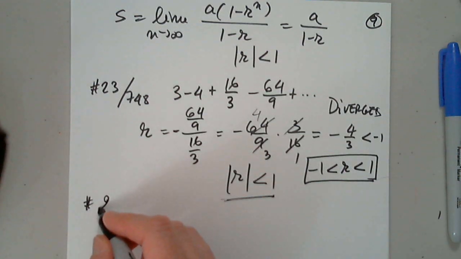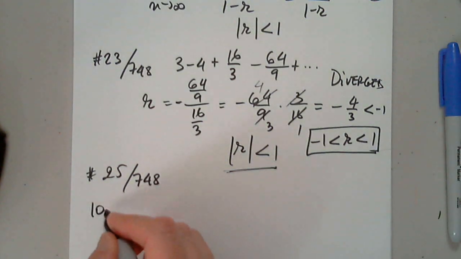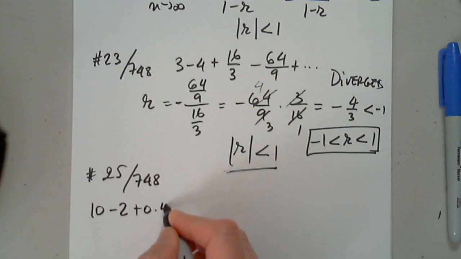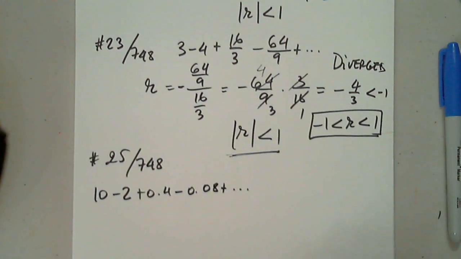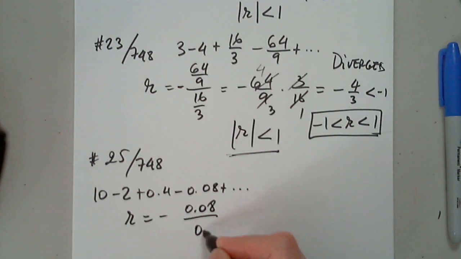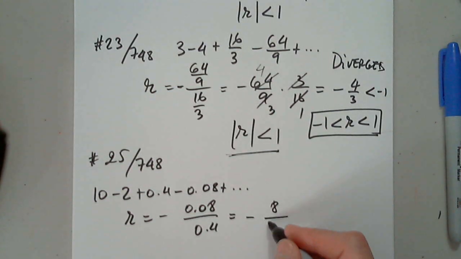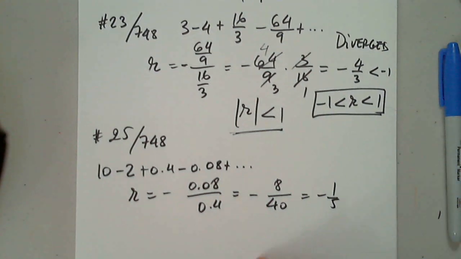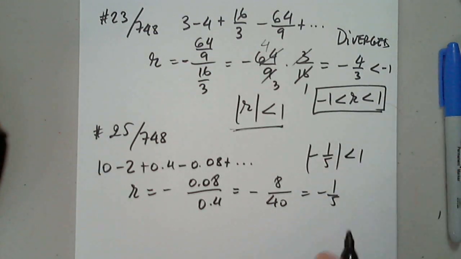Next question, 25, on the same page, 748. We have 10 minus 2 plus 0.4 minus 0.08 plus dot dot dot. And let's determine here the common ratio. So I'm going to divide negative 0.08 by 0.4, and we multiply top and bottom by 100. So this is negative 1/5. Negative 1/5 in absolute value is less than 1. Then we know that the geometric series converges.